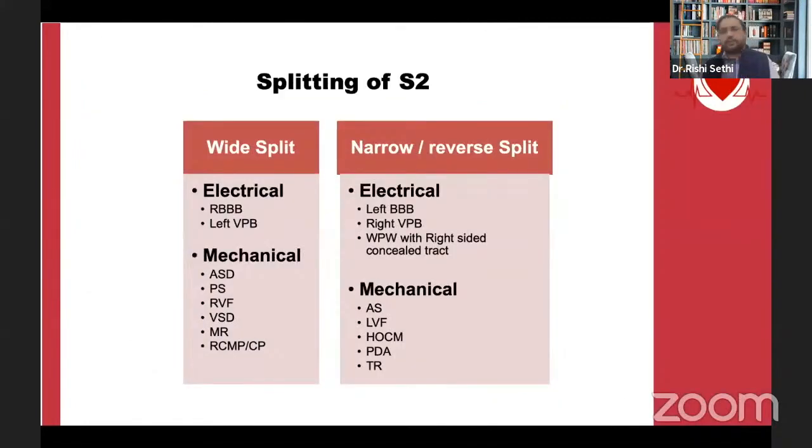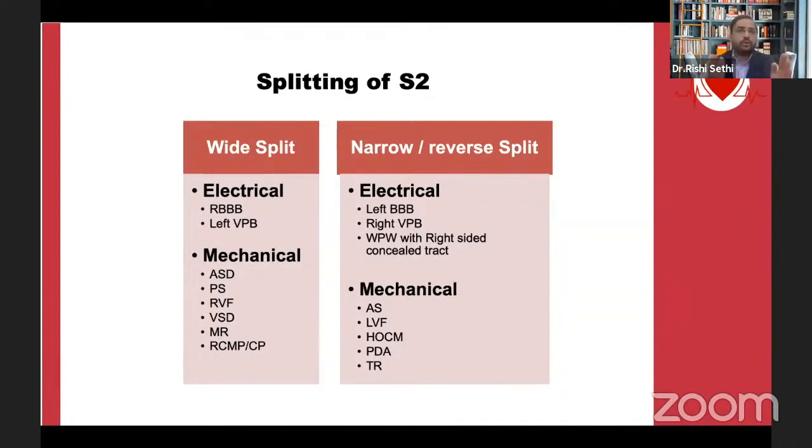So splitting of S2, we have been reading about it, but widely split S2, the causes we know can be electrical and mechanical. So in any case of a wide split, we need to have either the aortic A2 sound coming earlier or the P2 sound coming later.